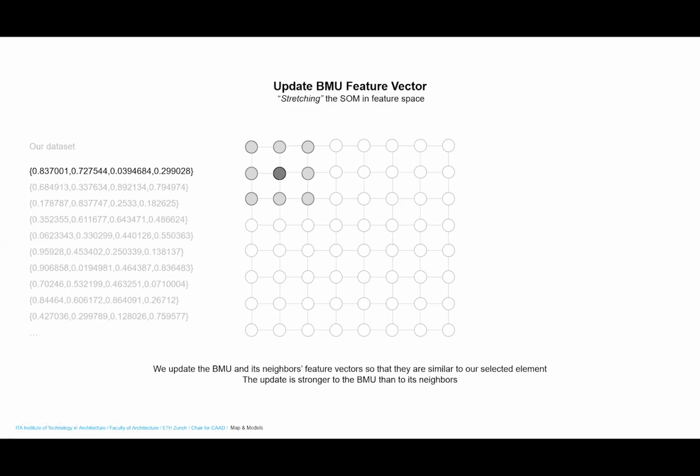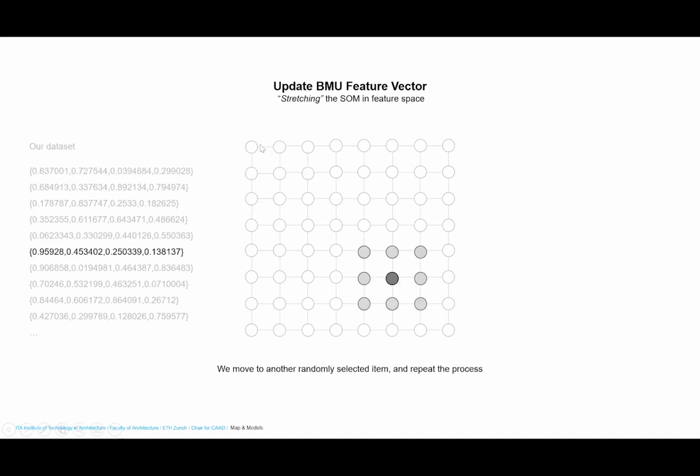And then we update these cells based on the selected item of our data set, which is this vector. How strongly we update all these 9 cells depends on how far they are from the best matching unit. This means the cell at the center is updated the strongest, and the further other cells are away from the center, the lighter or smaller the update is.